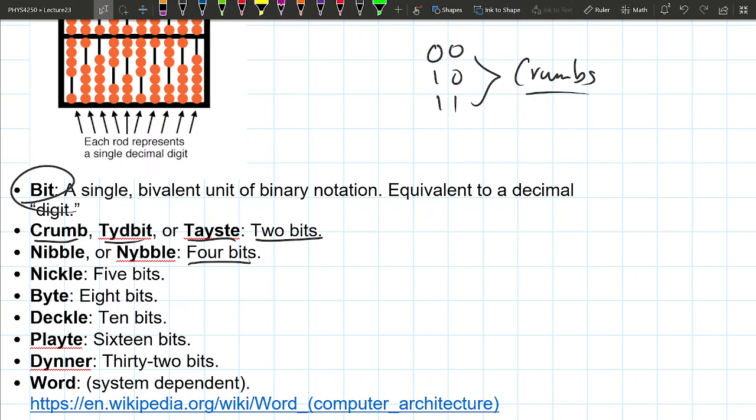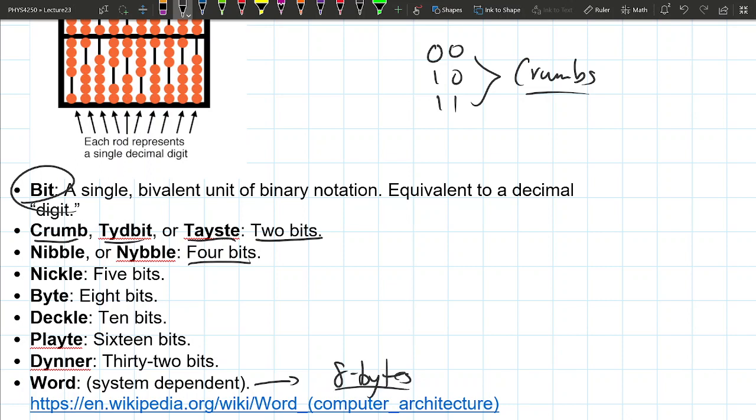And hopefully this will be familiar: a byte, with a Y, that's 8 bits. That's usually how people represent storage and memory and stuff like that. 10 bits is a decal, a playtet, a dinner, and a word. How many of you know the size of a word on your computer? I think at least on a Windows computer, it is 8 bytes.